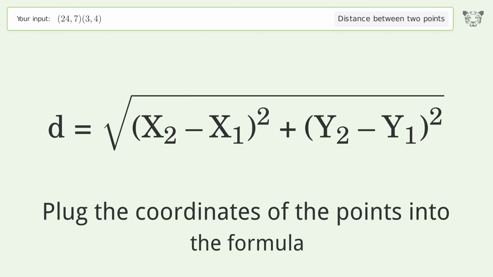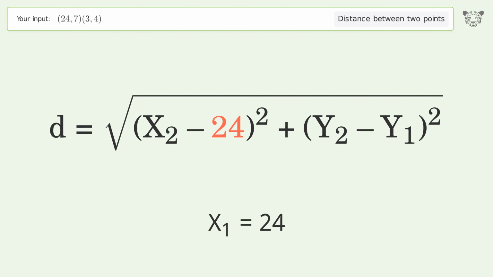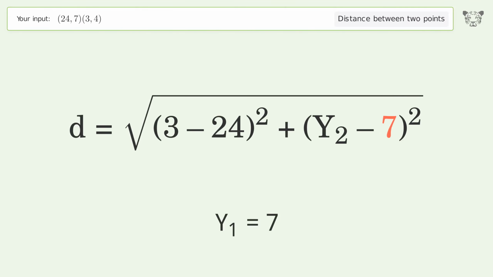Plug the coordinates of the points into the formula. x1 equals 24. x2 equals 3. y1 equals 7. y2 equals 4.